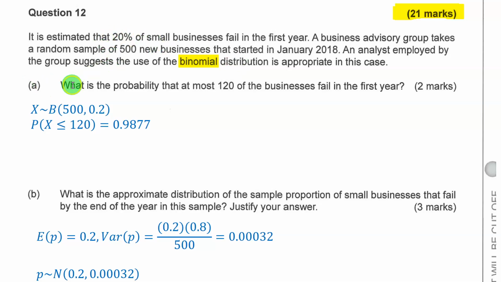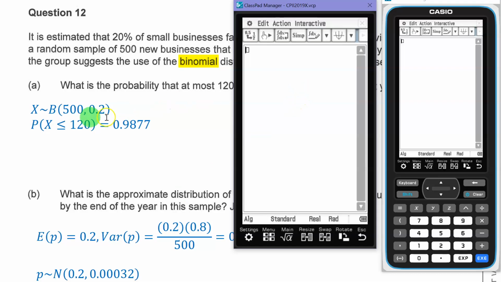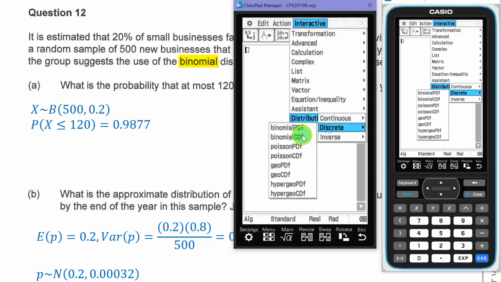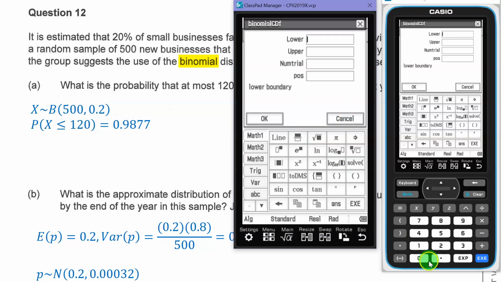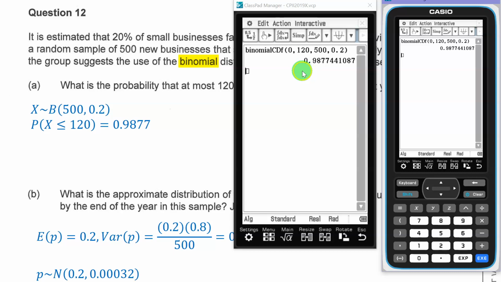Anyhow, we are asked part A for the first 2 marks. What's the chance that at most 120 businesses fail in the first year? So we'll grab our ClassPad. It's a simple binomial. Probability that X is less than or equal to 120. So interactive, distribution, discrete, binomial, cumulative. Less than or equal to 120 would be 0 to 120. The number of trials is 500, and the probability of it happening is 0.2, and a couple of executes, and we're in there. It's very likely, 0.9877 to 4 decimal places.